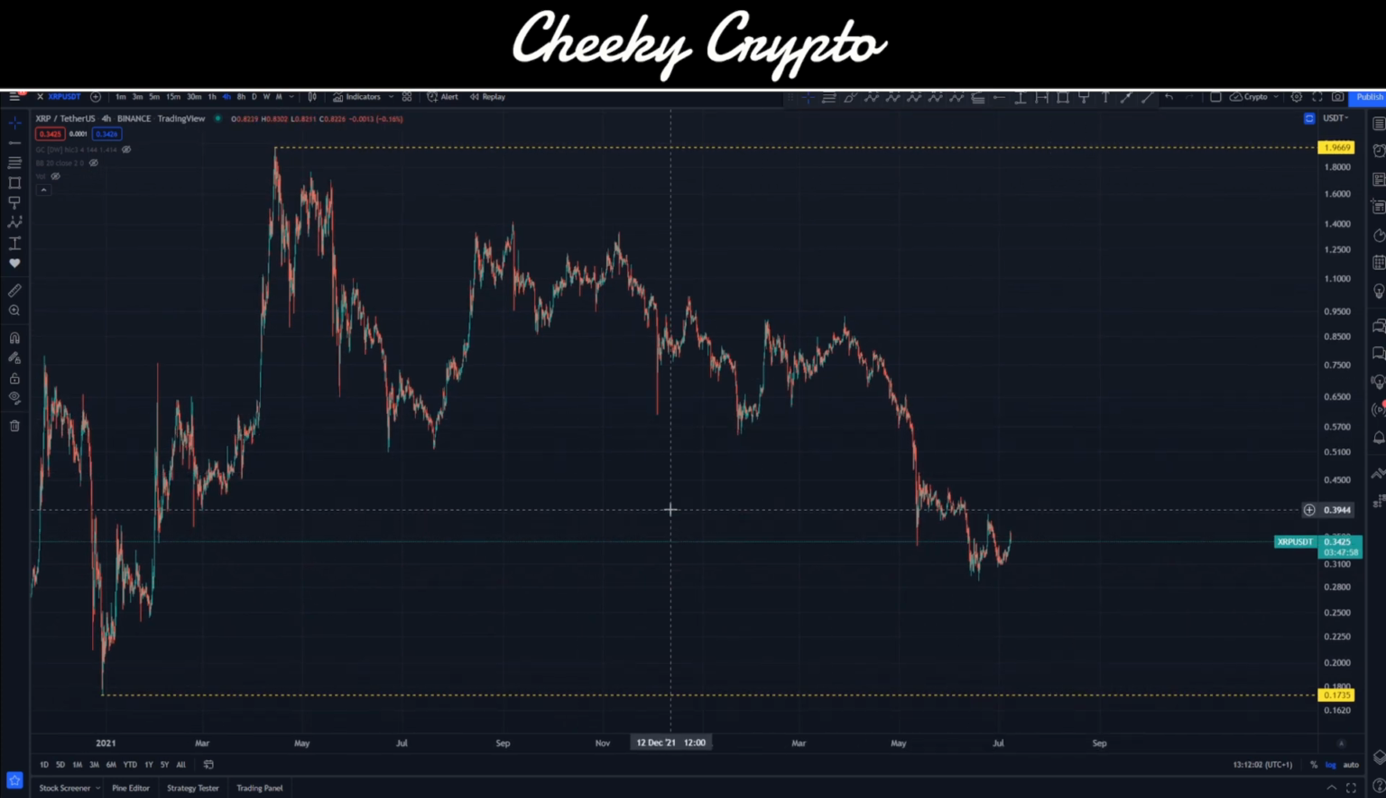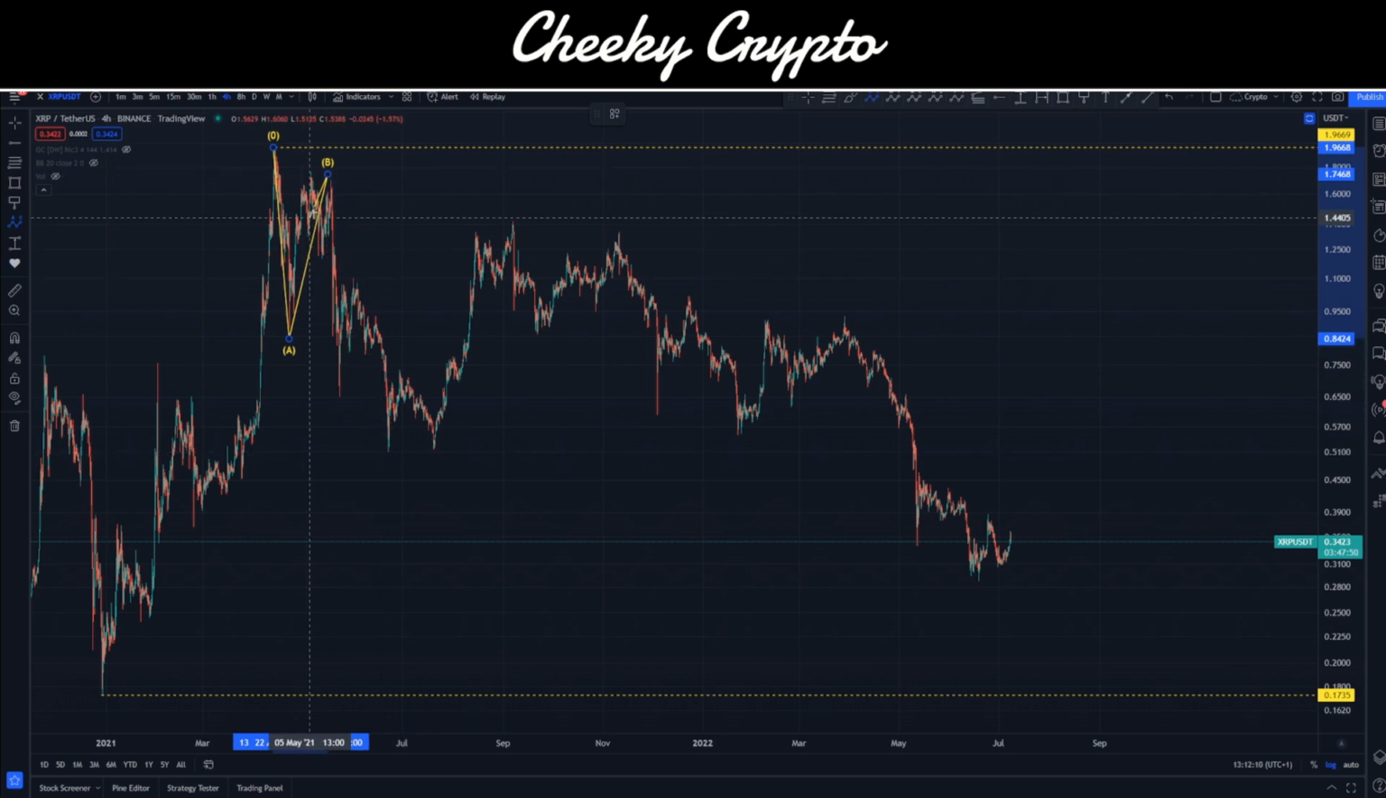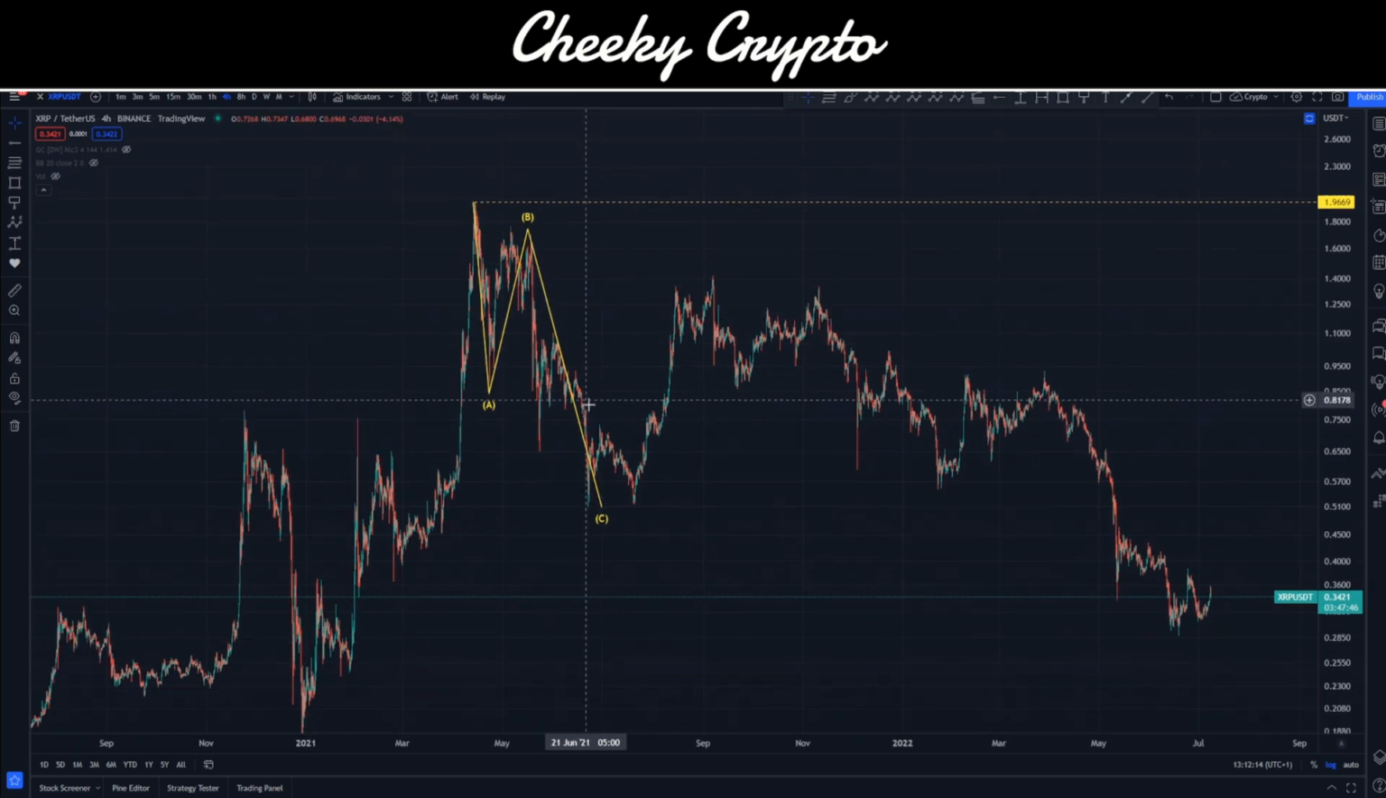Okay, so what we're going to do is we're going to break this down. For starters, from our high point up here at $1.9669, we can of course see and acknowledge that we actually have, on a macro scale at least, a three-wave structure to the downside, right?